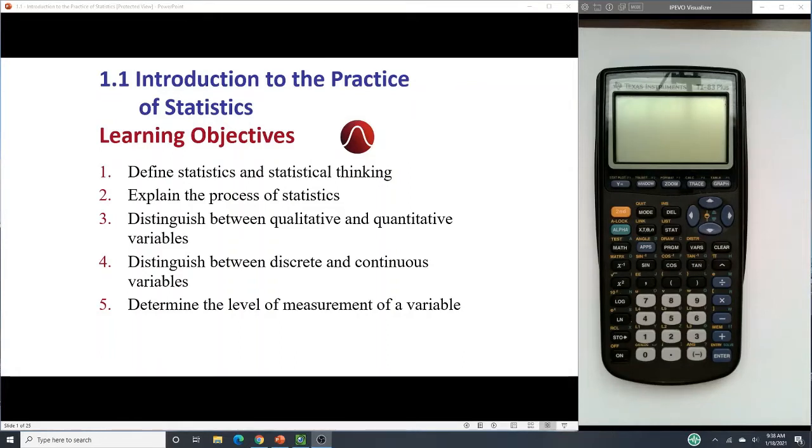All right, 1.1, Introduction to the Practice of Statistics. So in this section, we're going to cover these 5 objectives. So we'll be going through those objectives as we go.